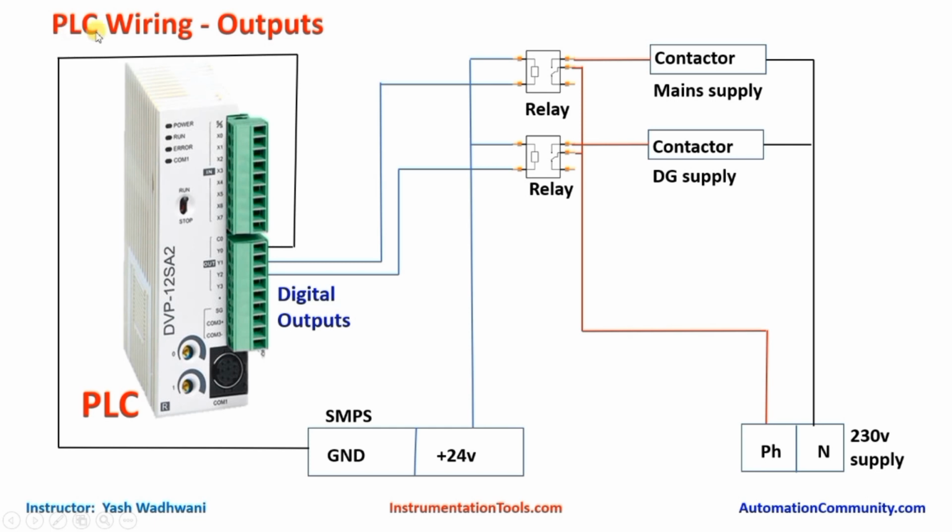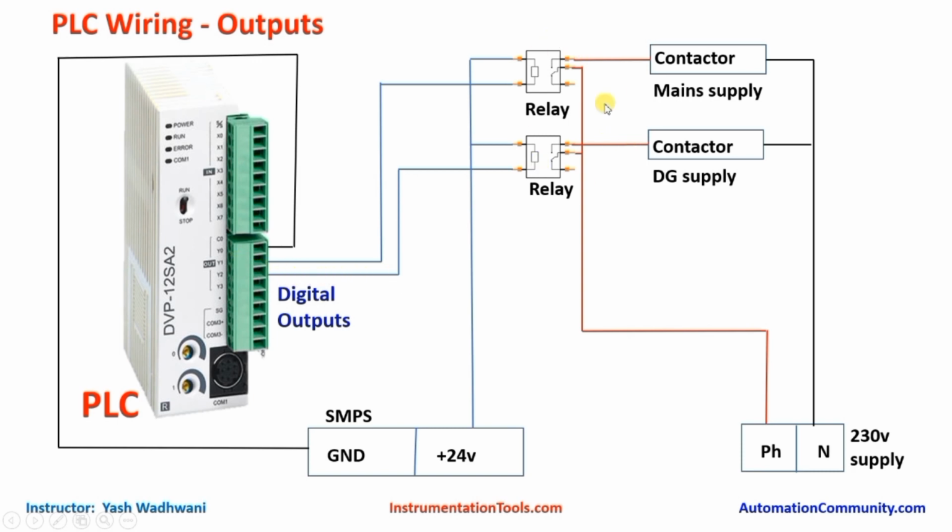We will understand the output wiring for this project. So we have mainly two outputs, that is mains supply contactor and DG supply contactor. First of all, we will understand the input wiring of the relay. We will connect the ground terminal of SMPS to the common of digital output, as you can see over here. Now one terminal of each relay we will connect to 24 volt supply, and another terminal of relay 1 we will connect to output Y0, and another terminal of relay 2 we will connect to output Y1.